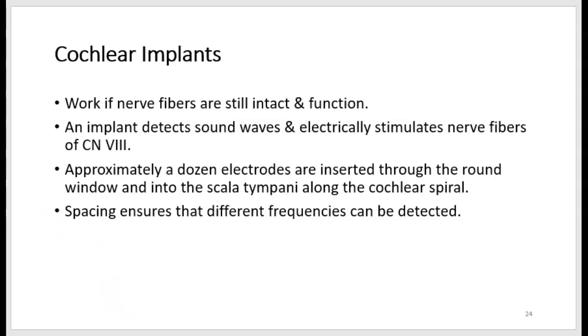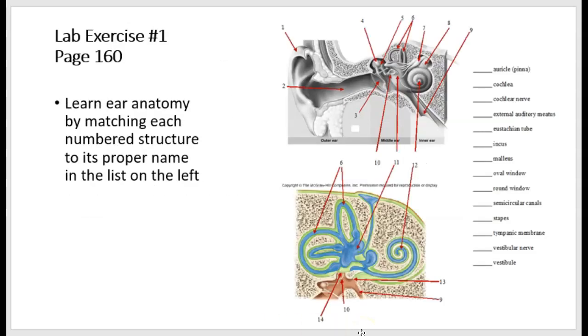Okay, the last thing that you need to do for this lab is complete the lab exercises in your lab manual, and then take a quiz on ear anatomy and ear physiology. If you have any questions, please attend the live lab session for your class. Thank you.